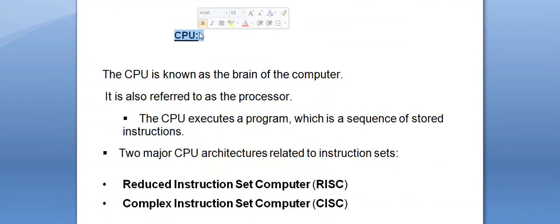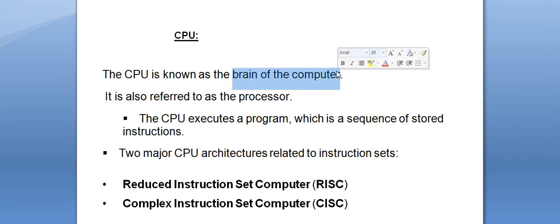The CPU is also known as the brain of the computer. Basically, without the CPU the computer is a dunce. It's just a lot of electronic components that don't really do much unless you have the CPU. The CPU controls the whole computer, and CPU stands for Central Processing Unit. It's also referred to as the processor.